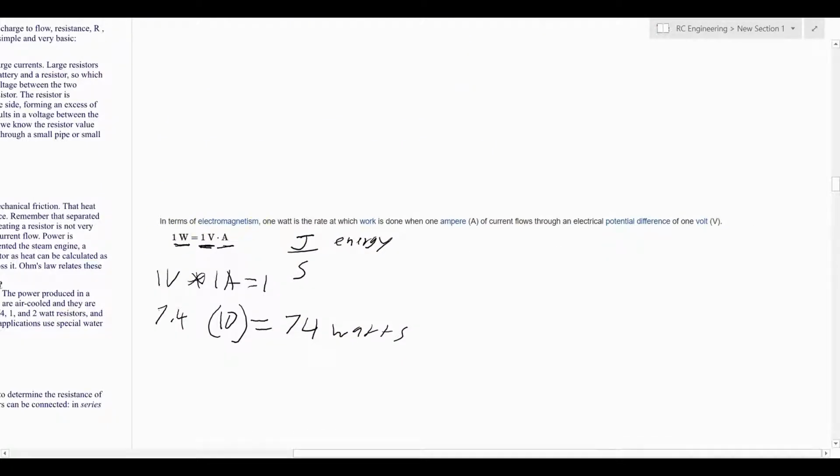Yeah, so that's pretty much it. Here, let me go over this last term. In terms of electrical, 1 watt is the rate at which work is done when 1 amp of current flows through an electrical potential difference of 1 volt. So that is the basics of this video, and it might take you 2 times to go through it and pause every once in a while to make sure that you get it, but that is the basics of electricity. Don't worry about it.